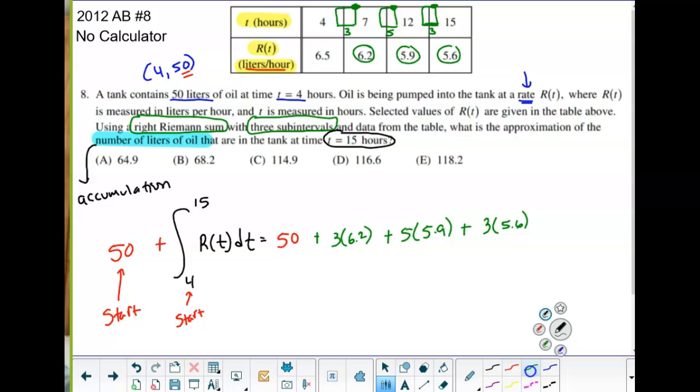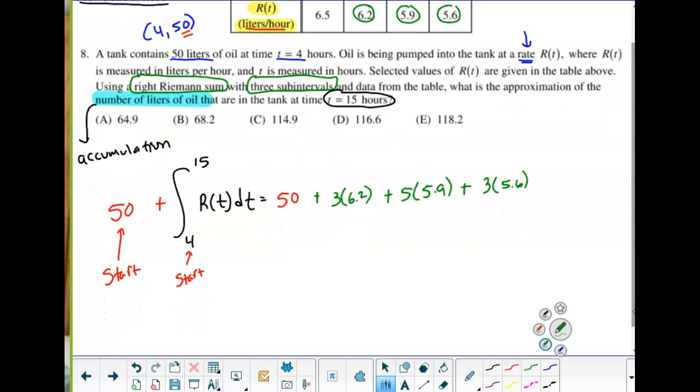Now, unfortunately, you can't use a calculator. So they do expect that you can multiply all this together. So, if you need to go do side work, you can. Here's how I would do it. 3 times 6 is 18. 3 times 0.2 is 0.6, so that's 18.6.